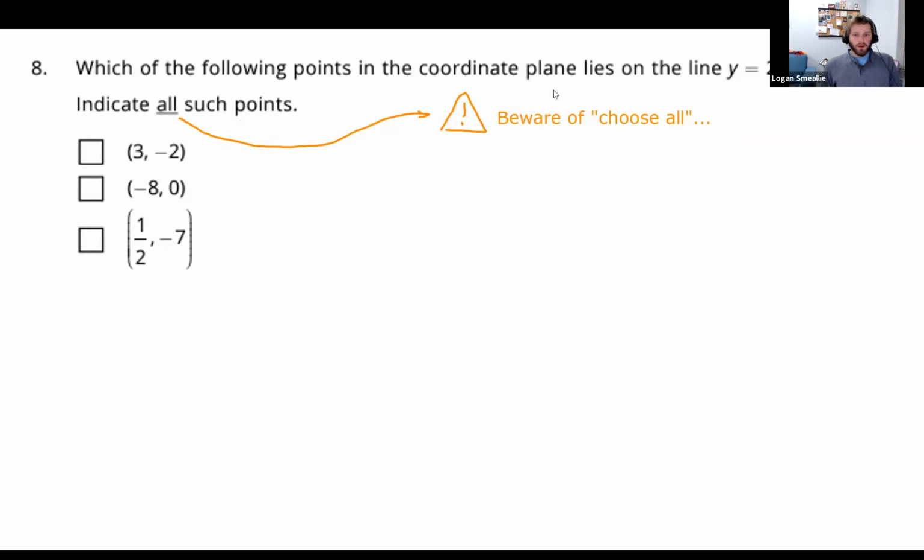Okay. Any thoughts? What do I mean by beware of choose all? Why does this phrase deserve this caution sign? Be careful with these. What do you guys think? We'll come back to that, and let me know in the chat if you think of something as we go. Joe, you said because it can encourage you to overthink it. Yeah, I do think that's true.